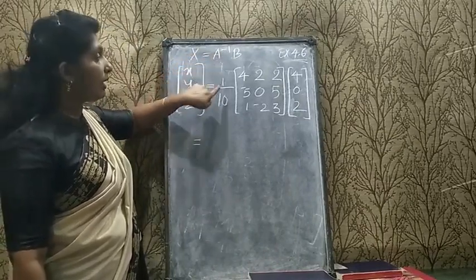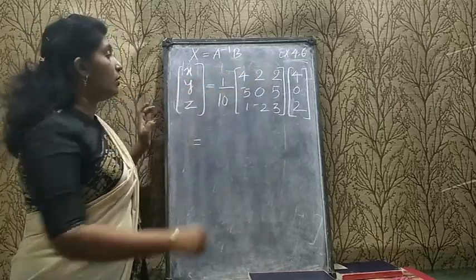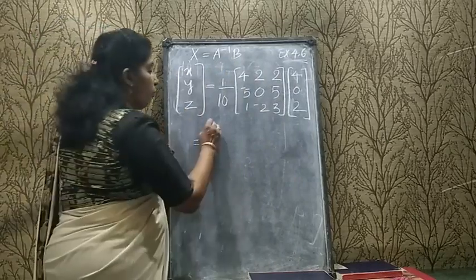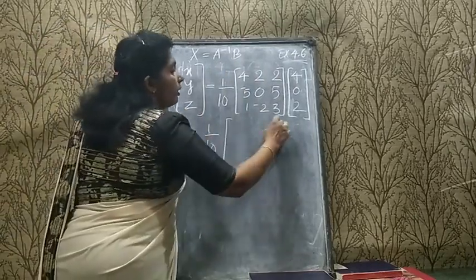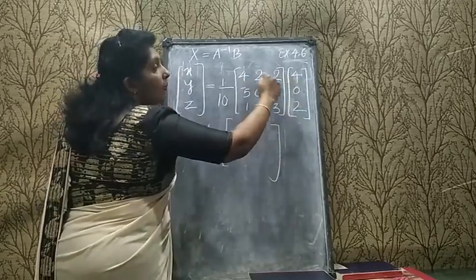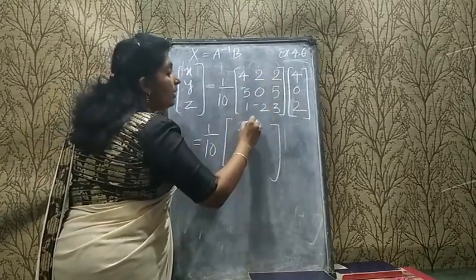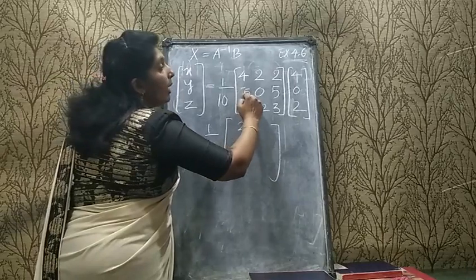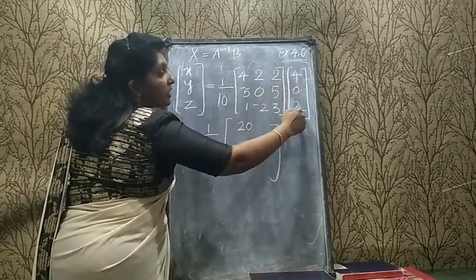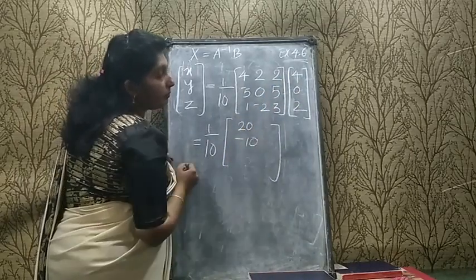A inverse we already got as 1 by 10 into this matrix, and the B matrix we have already written. So I am going to take the product of these two, then afterwards I will divide it by 10. So 1 by 10 into the product of these two matrices. So 4 into 4, 16 plus 0 plus 4. 16 plus 4 is 20. Now here minus 5 into 4 is minus 20 plus 0 plus 10. Minus 20 plus 10, that is minus 10.